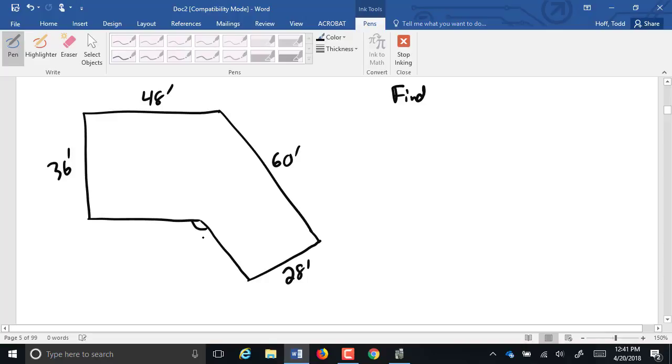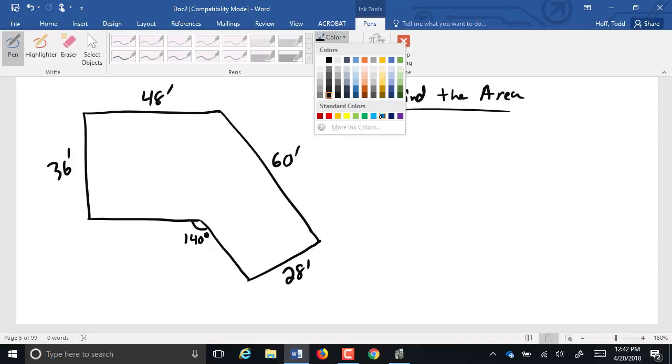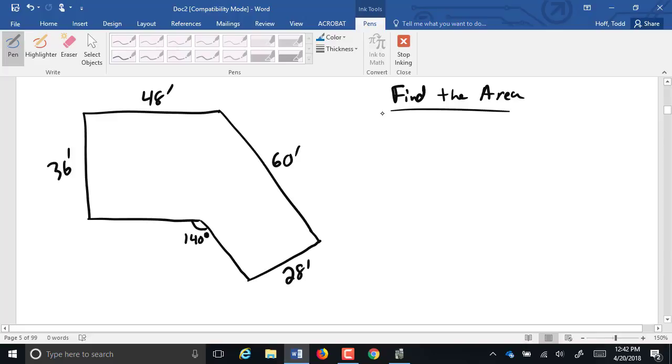This angle right here, let's call that one 140 degrees. Find the area of this. You guys tell me what to do here. Like this? Like that. Okay. So we cut off the rectangles.